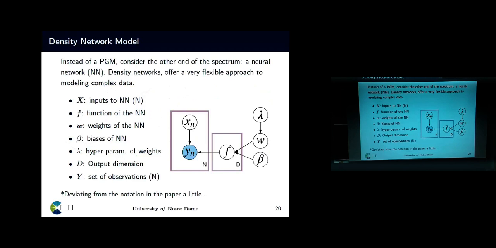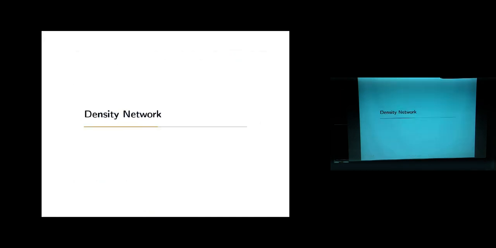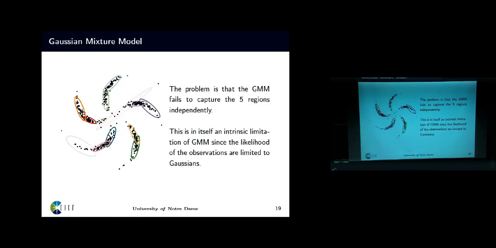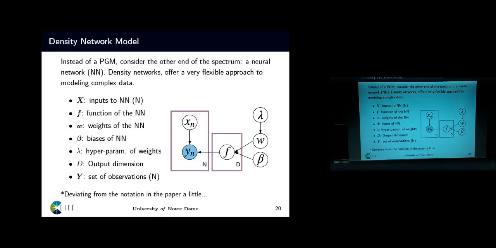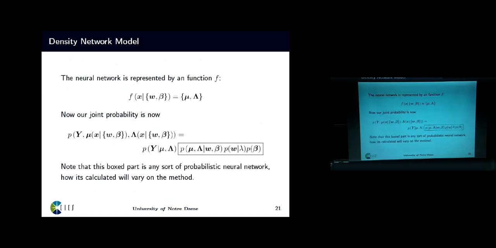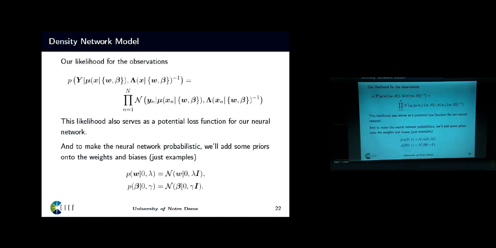So let's look at something completely different now. This was the structured result, so now let's go to an entirely flexible result. The idea here is that instead of a mixture of Gaussians, we're going to use a neural network to predict a mean and also a precision. So this is now our likelihood, and you can see that our mean and precision are now functions of the weights and biases of the neural network. So now this is actually a function being produced here.